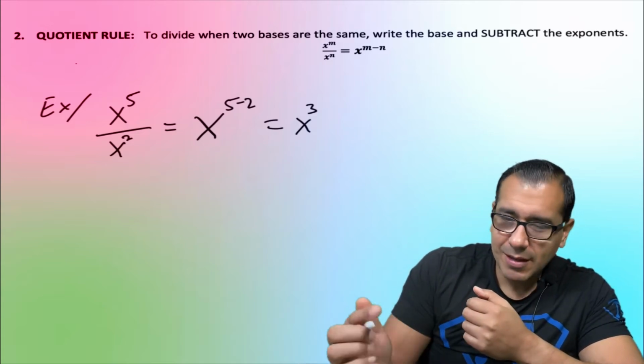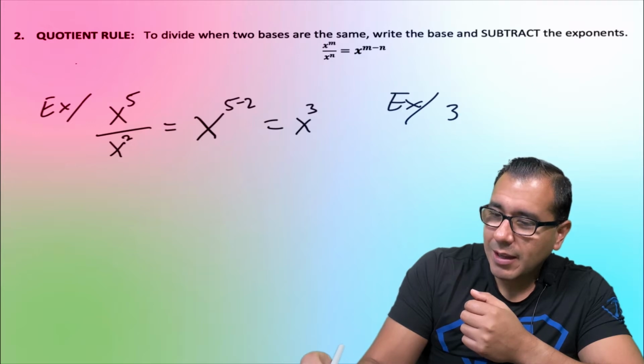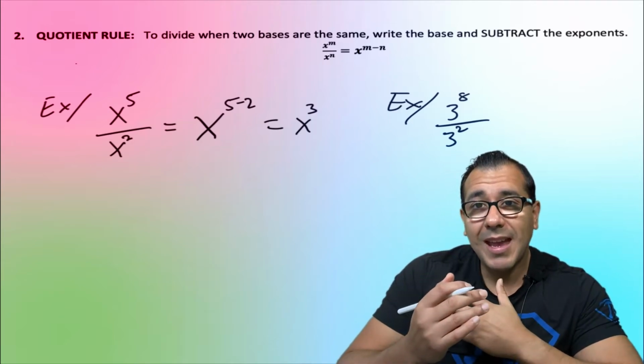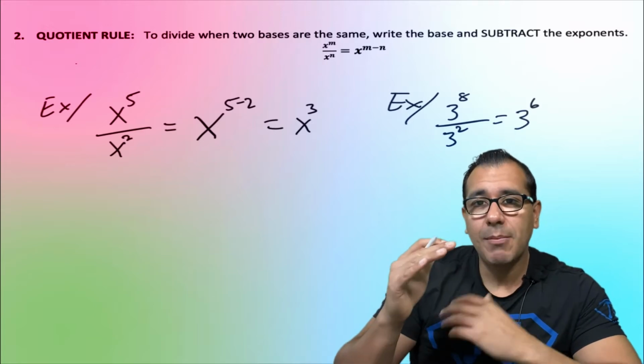Same thing happens if we have numbers, right? So say we have 3 to the 8th divided by 3 squared. So once again, we subtract the exponents. So we have 3 to the 6th power because we did 8 minus 2.